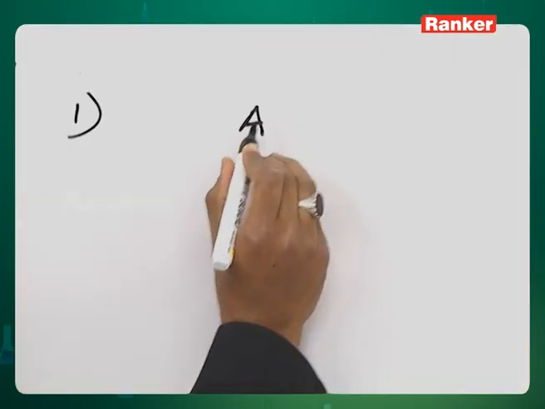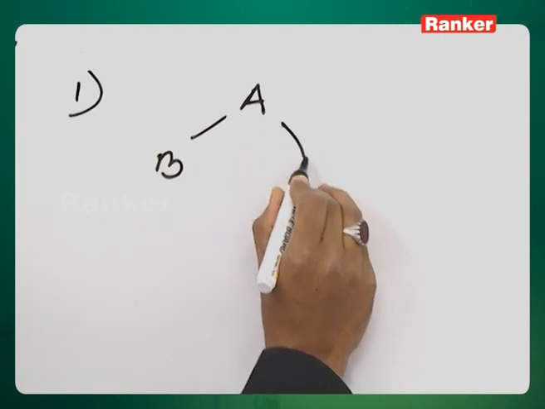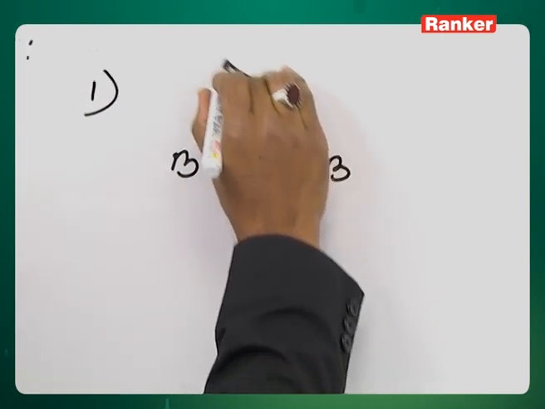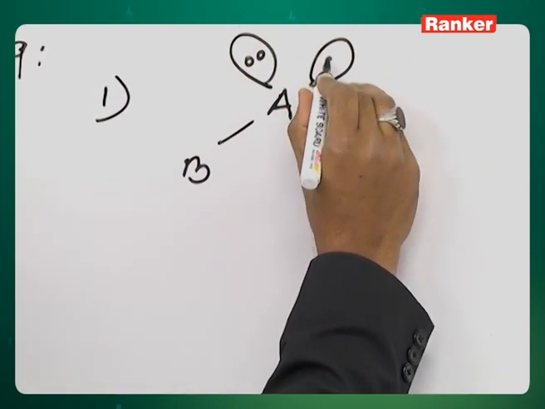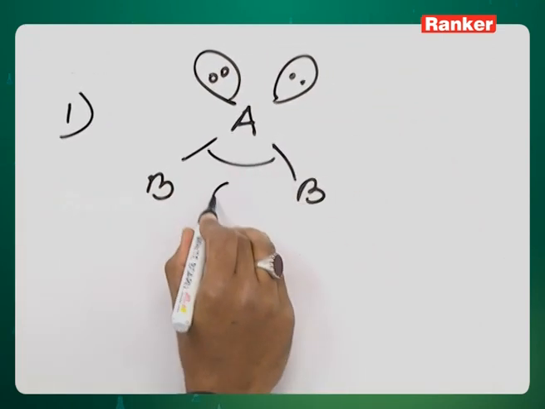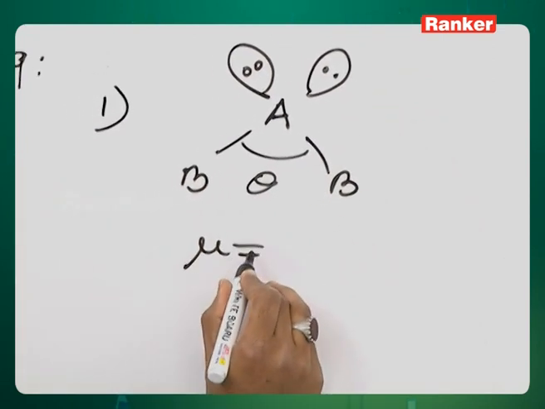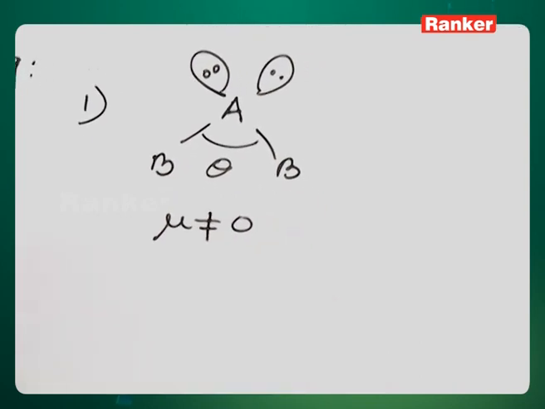AB2L2 can be written like this. It has two bond pairs and two lone pairs. So, it has an angular shape. So, it has to be polar, with a non-zero dipole moment.